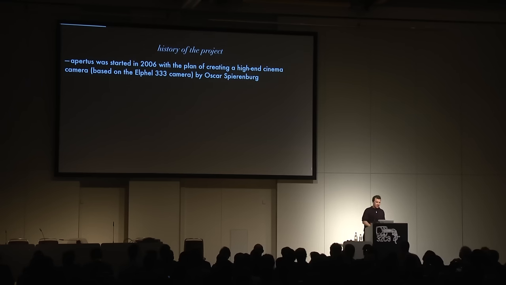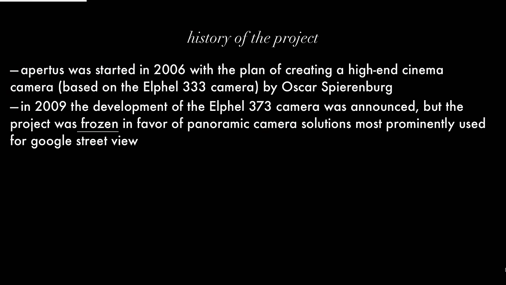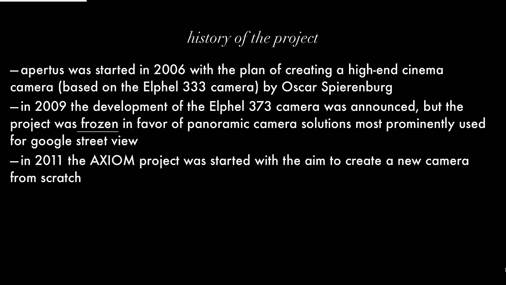A short introduction to the project, because I'm not sure if people know the project so well. The Apertus association was started in 2006 with this idea to create a professional moving image camera based on the Elphel 333 camera. I don't know if people know the Elphel camera. The company produces cameras mostly for Google Street View and for 360 panoramic images. This was also the reason why the development of the previously existing cameras was frozen in 2009, because they were focusing mostly on these panoramic solutions and less on professional moving image, video cameras.